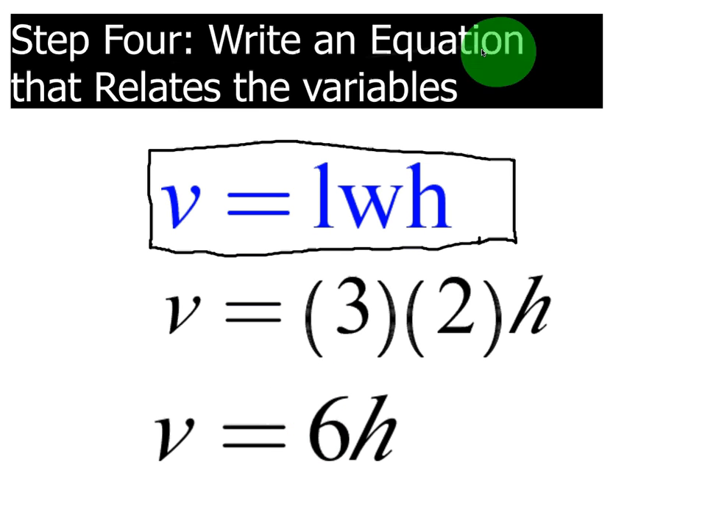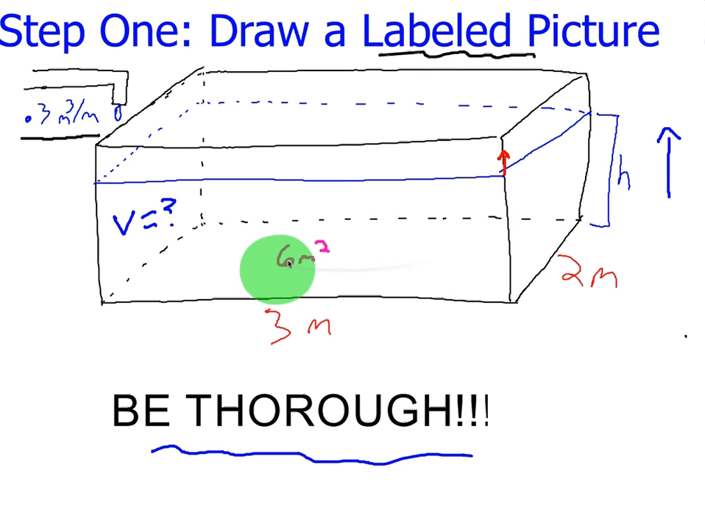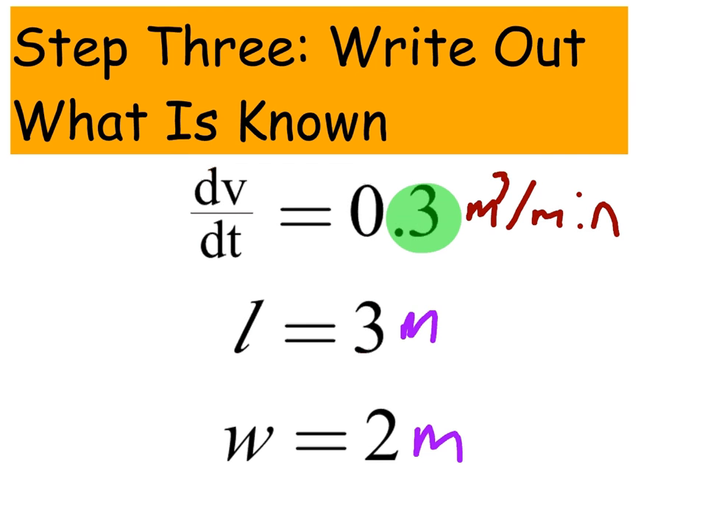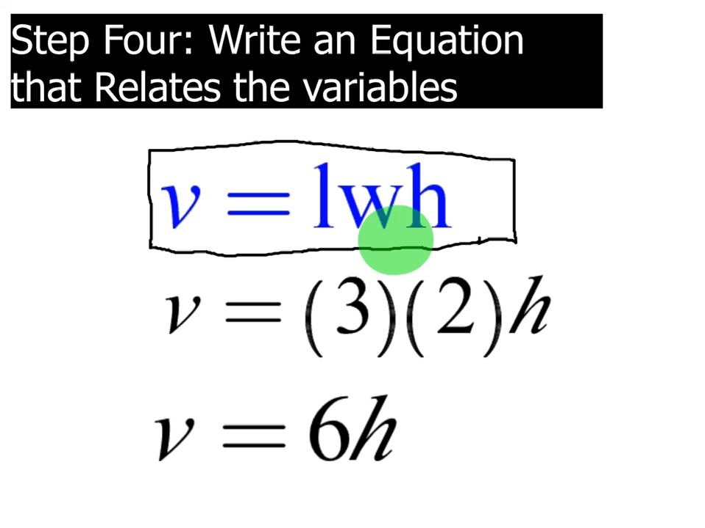You want to again write an equation that relates all of the variables and simplify that down as much as you can. The only reason we're able to plug in 3 for L and 2 for W is because those are constant. They don't change. The length and the width of the water in this tank will not change. Now if it was a cone, we could not do that because it does change. All right, so that's our formula for example 1 for step 4.